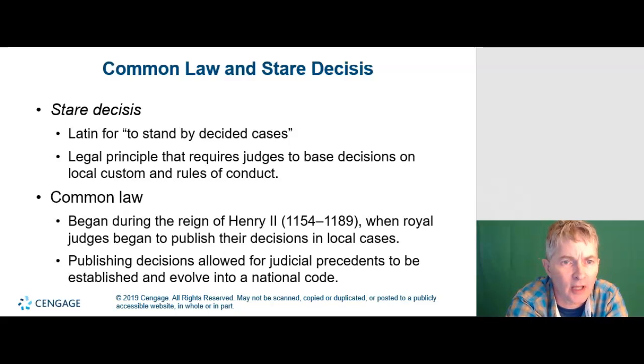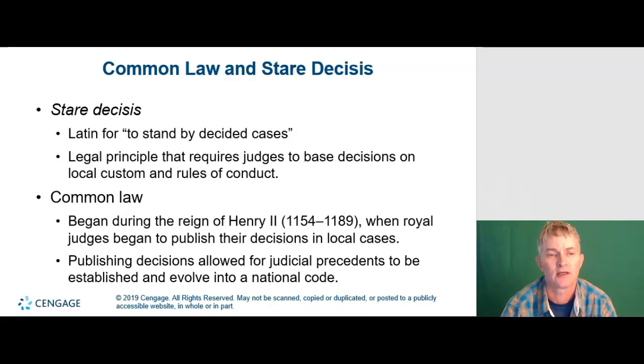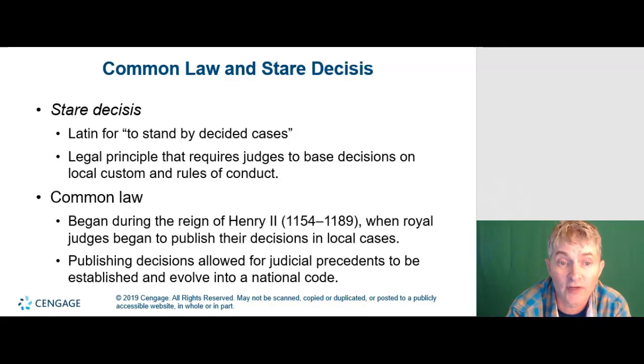We have to talk about common law and stare decisis. William the Conqueror sent royal administrators to travel throughout the land and hear cases of citizens to make decisions on stare decisis. Common law, of course, began during the reign of Henry II, when royal judges began to publish their decisions in local cases. These published decisions allowed for judicial precedents to be established, evolving into a national code.